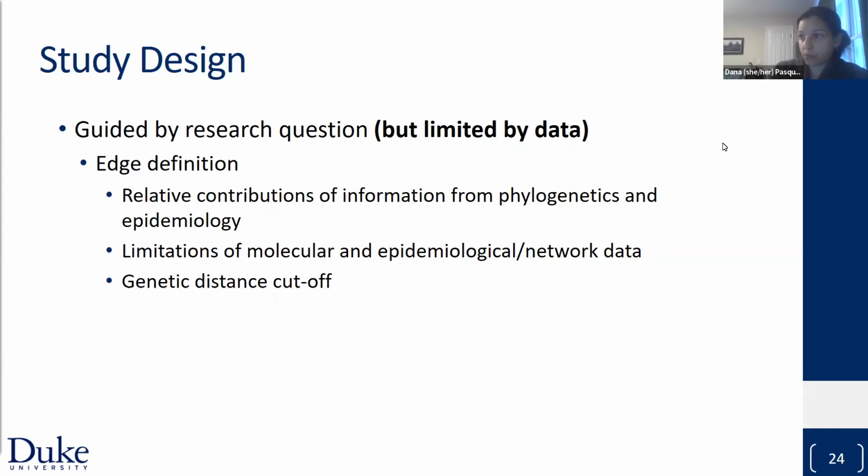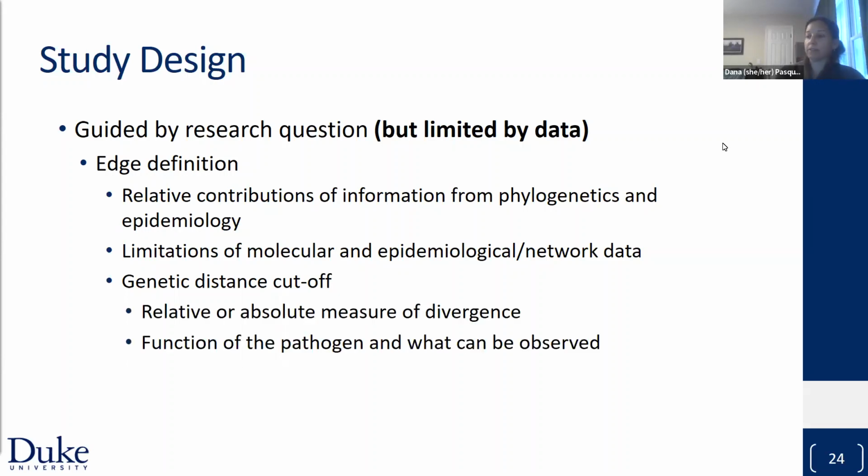Another important point is that the genetic distance cutoff is a function of what can be observed based on the study design. These pathogens are subject to selective pressure from the environment, which could be other microbes if they're free living, else it's the host immune system, or even treatments from pharmaceuticals. So the divergence is evolution over time or per transmission.